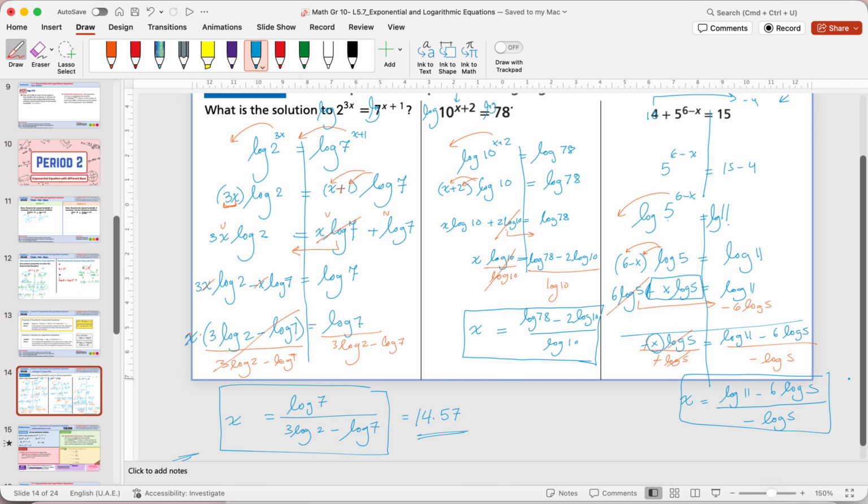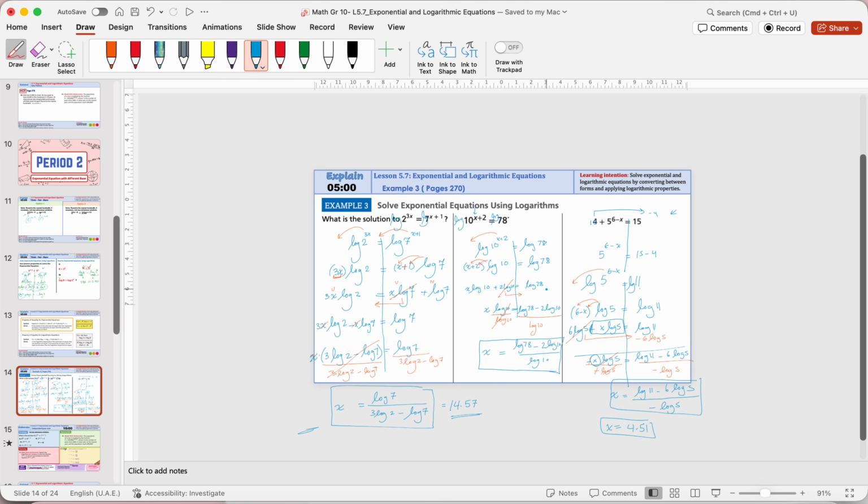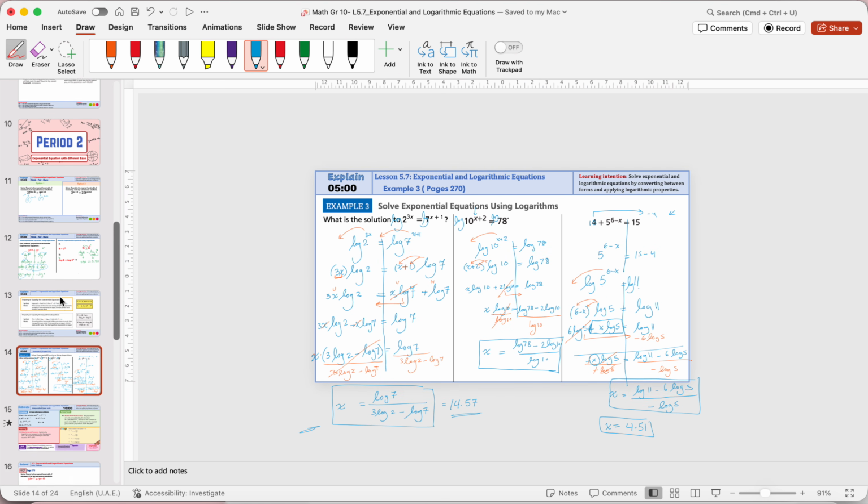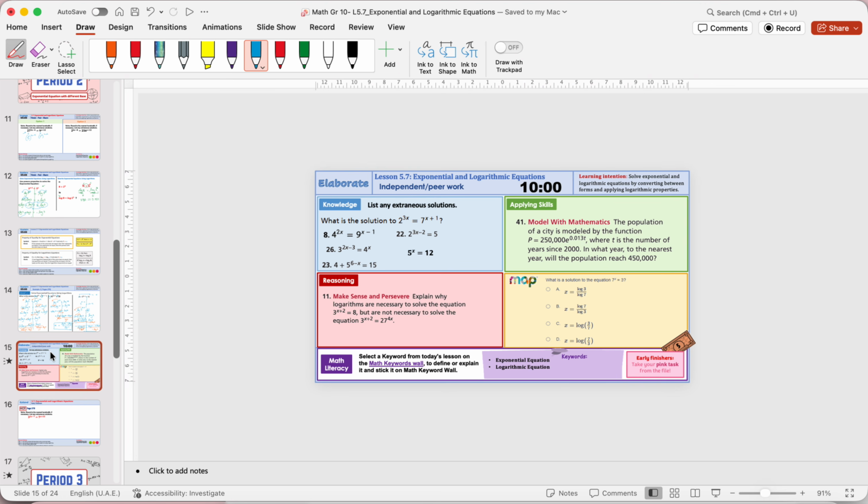6 log 5 and then negative log 5. That's it. Put this in the calculator, you will get x equals 4.5. A lot of 4s and 5s. But very easy, super easy, smooth, amazing. We're done. That's it. So these are the logarithmic, the exponential equations.